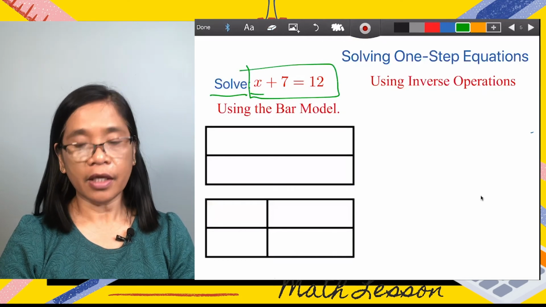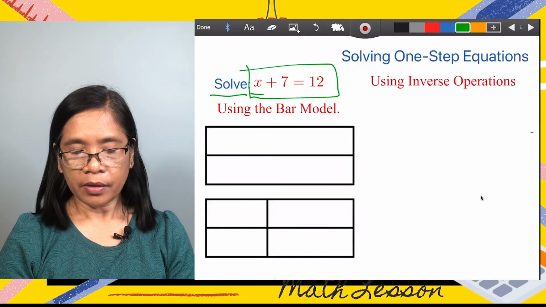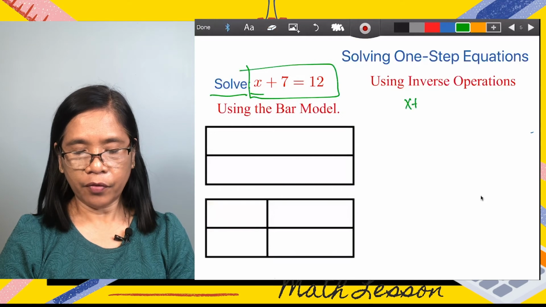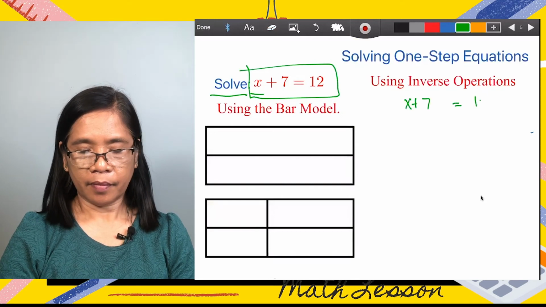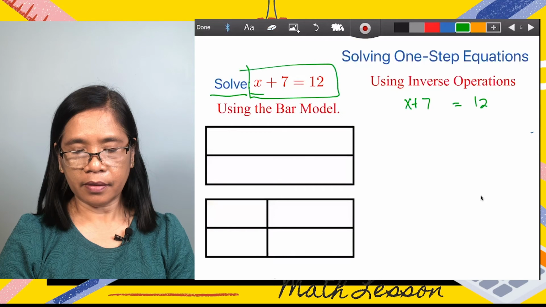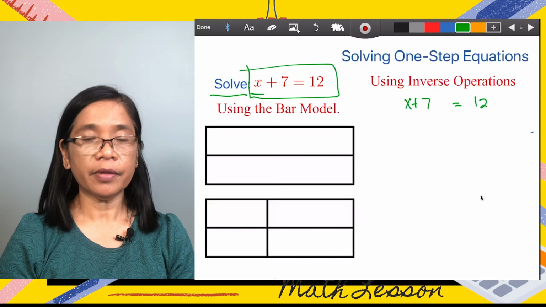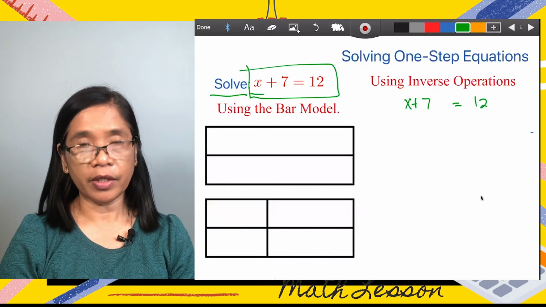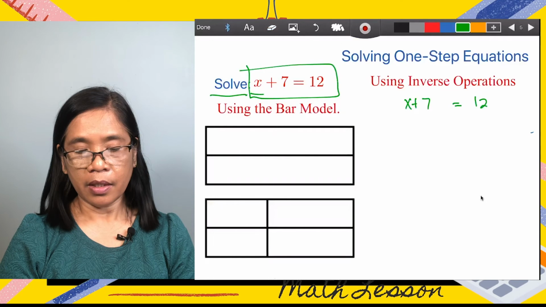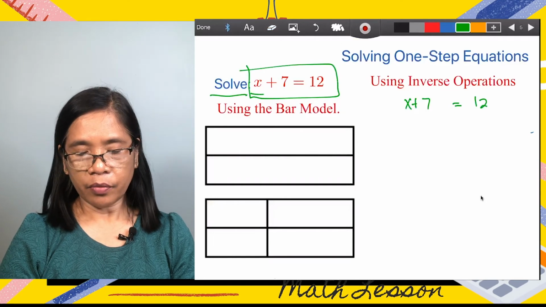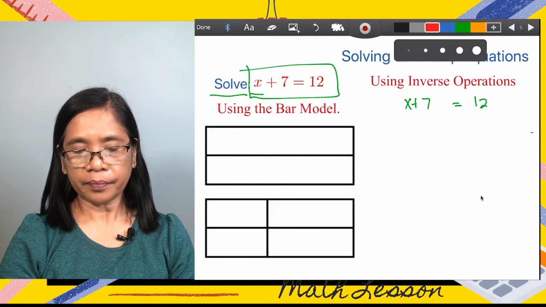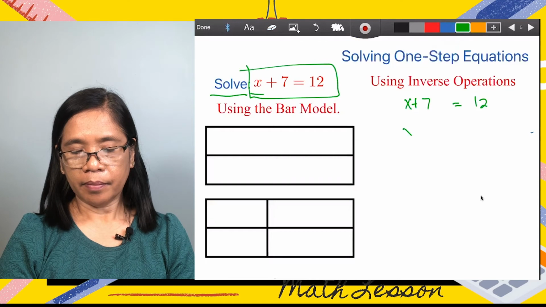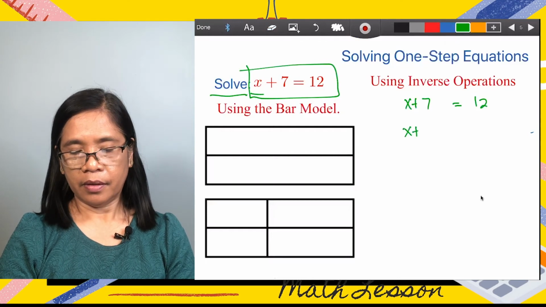So if we have x plus 7 is equal to 12, we need to isolate the variable. That means to keep the variable on one side. So we will isolate the variable by finding the inverse operation of adding 7, which is subtracting 7.